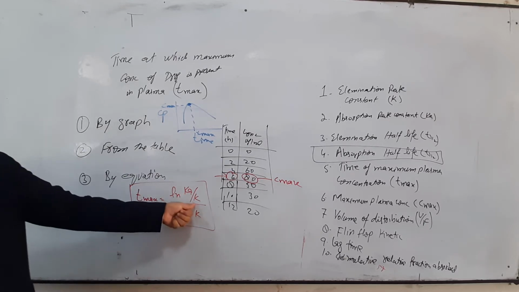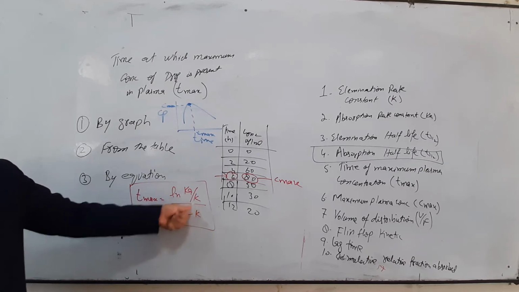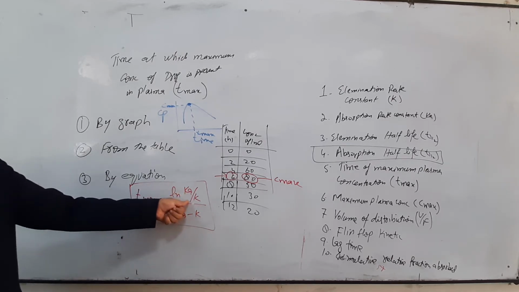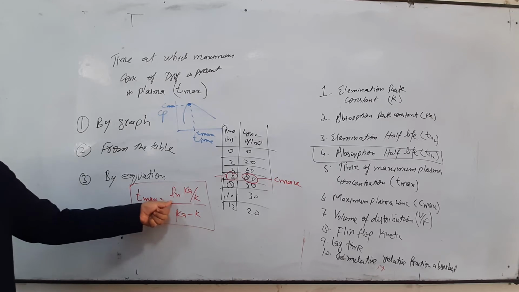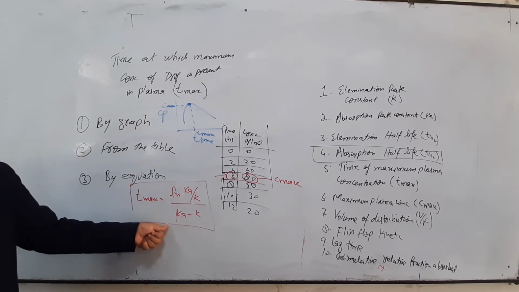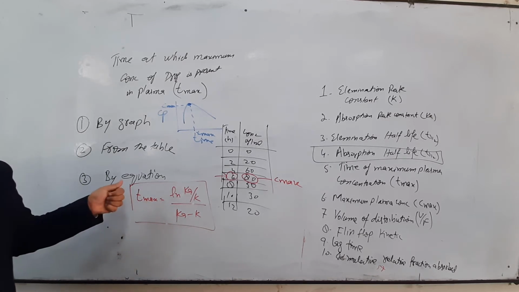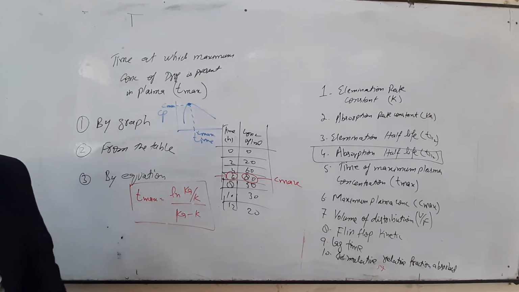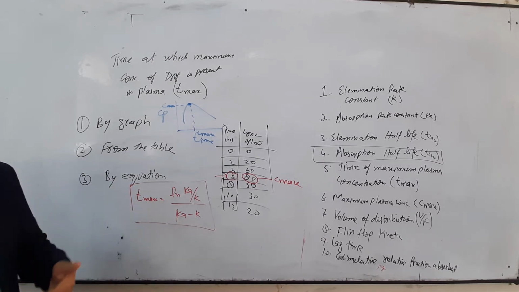And the elimination rate constant K, I have already told you at the start of this lecture. When we divide Ka by K, take the natural log, and divide by the difference Ka minus K, I will get the value of Tmax, the time at which the maximum concentration of drug is present in the plasma. Okay, the question is how we can assume that this formula is correct.